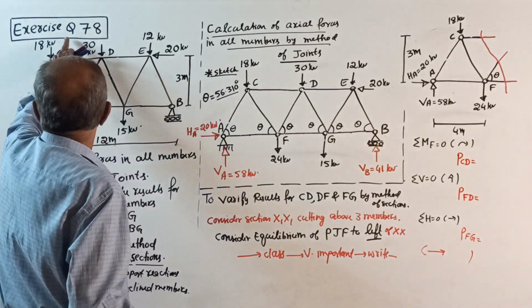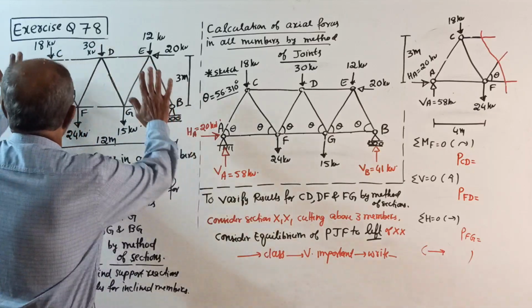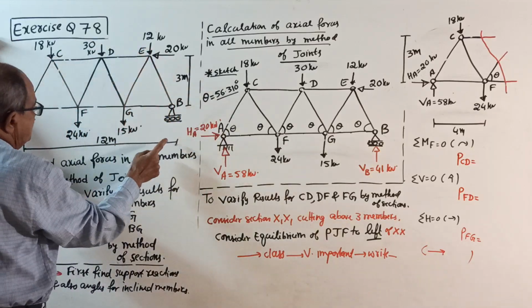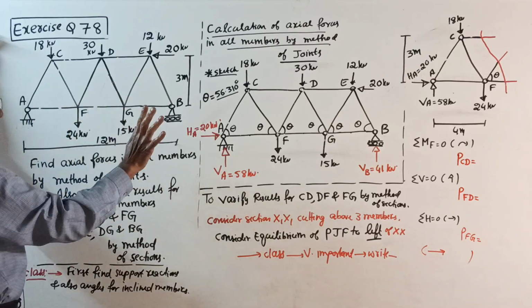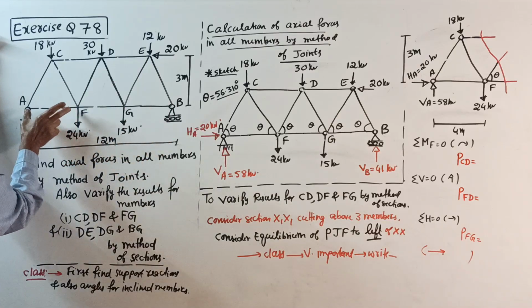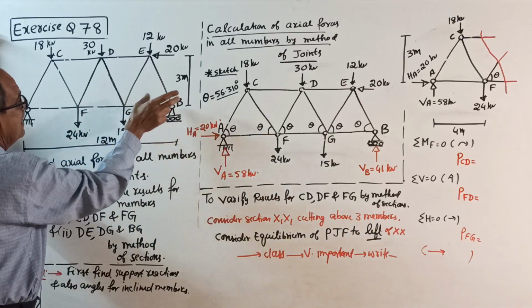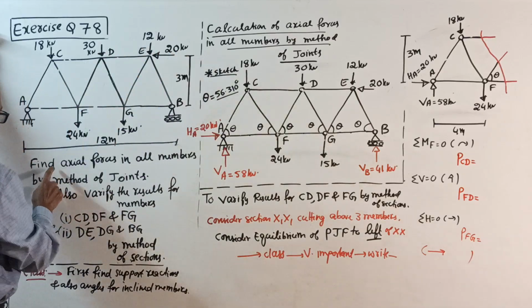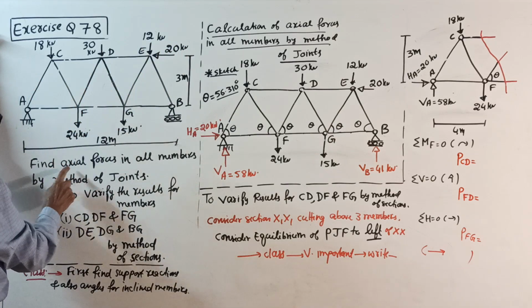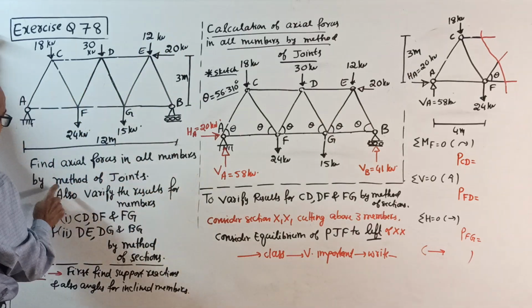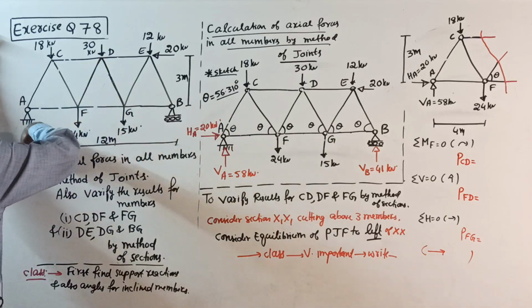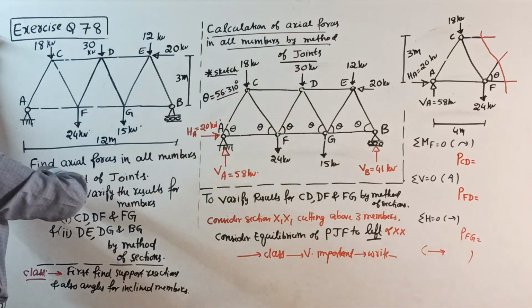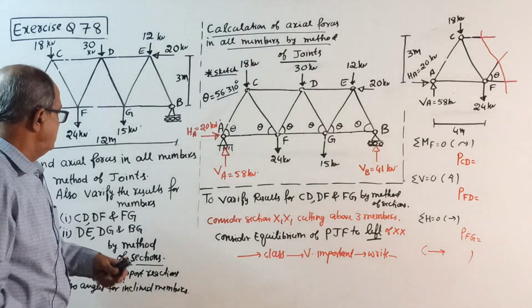Now, exercise question 78. See, the question is here. The span is 12 meters, no data given, so understood as 4 meter, 4 meter, 4 meter, height 3 meter. The question is, find axial forces in all members by method of joints. Use method of joints and find axial forces in all members.